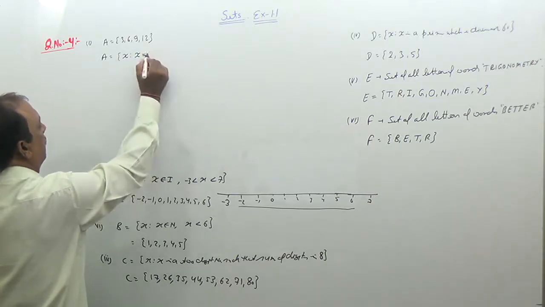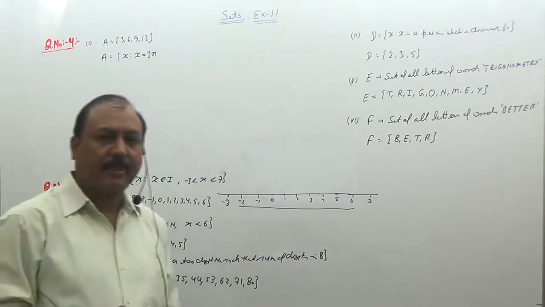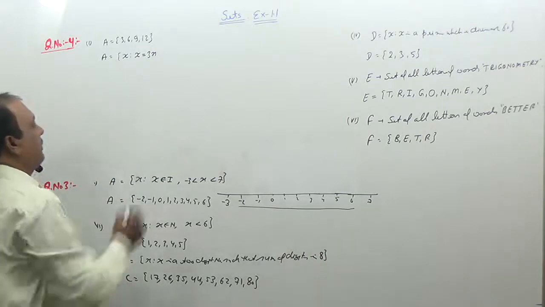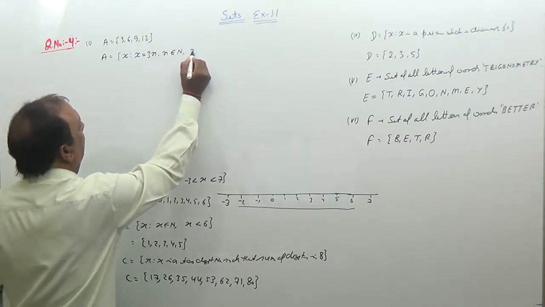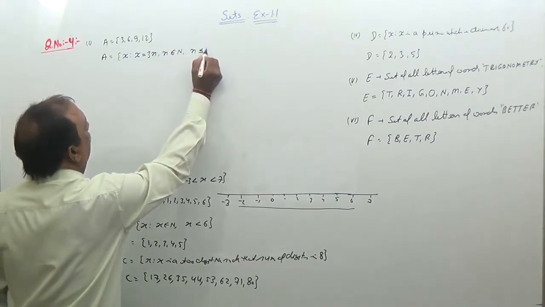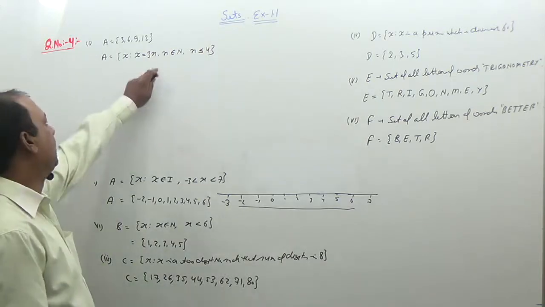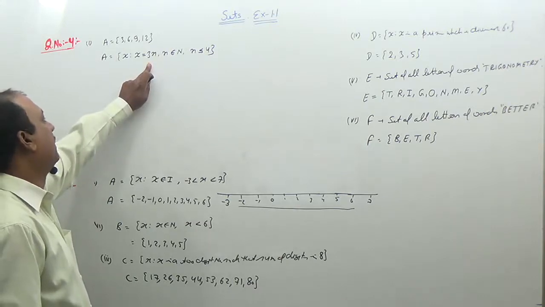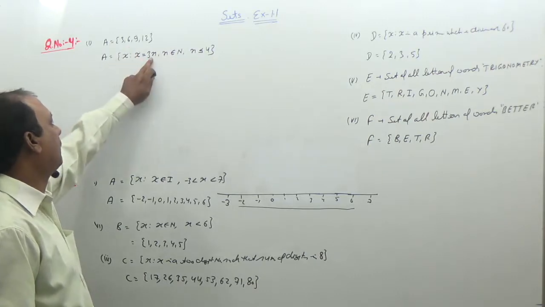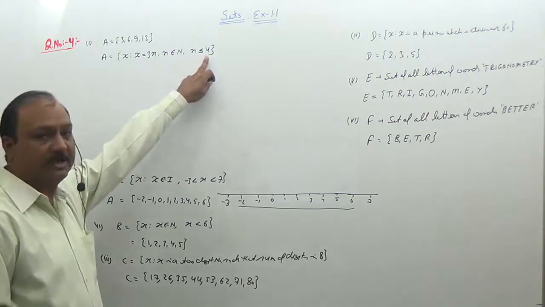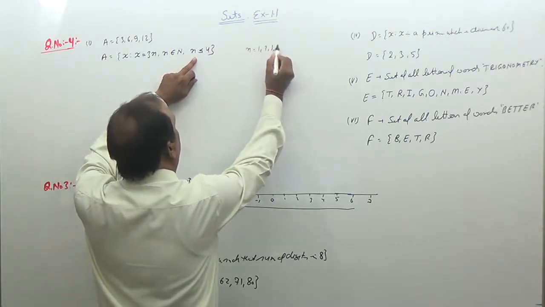So x is equal to 3n. x is the element of this set which is equal to 3n, where n is a natural number and n is less than or equal to 4. So we write down this set in the roster form and set builder form. Roster form is given: x is the element of this set which is equal to 3n, where n is equal to 1 to 4. So n is less than or equal to 4 means n is equal to 1, 2, 3 and 4.